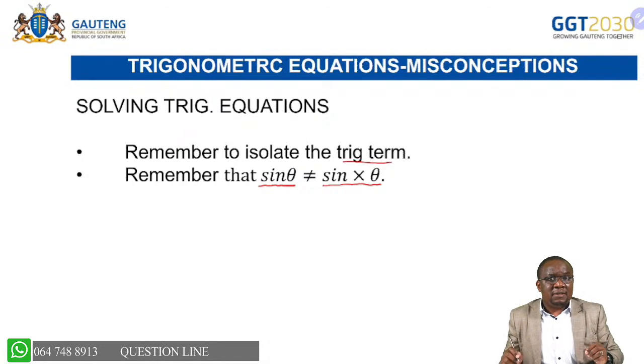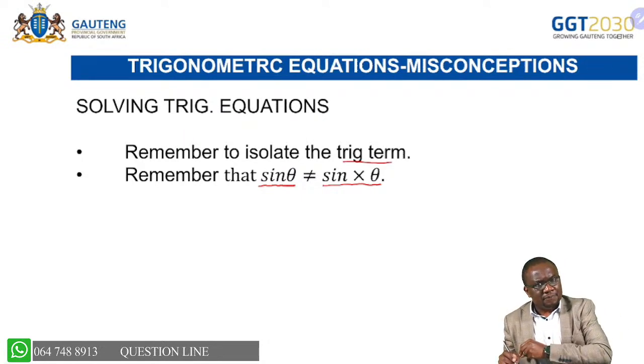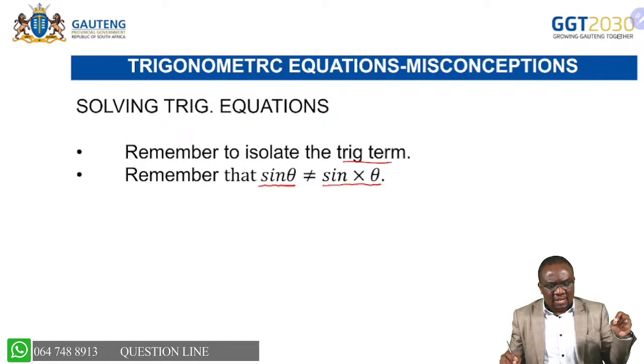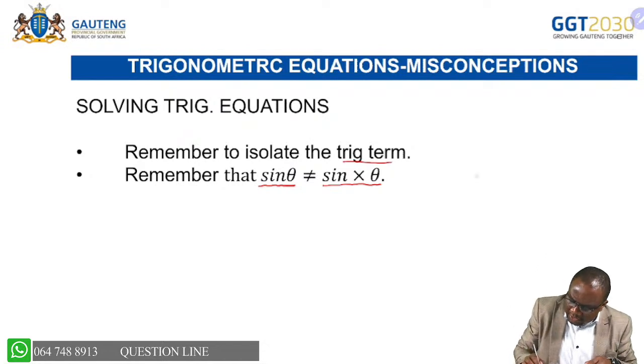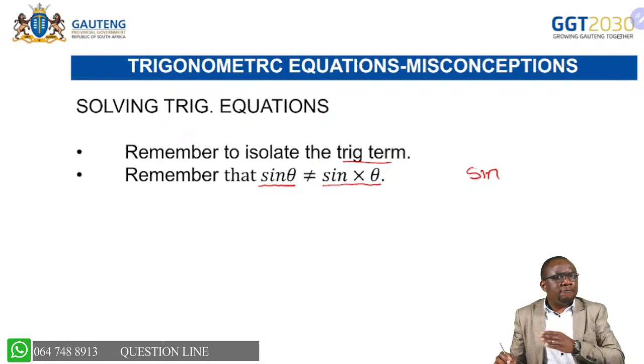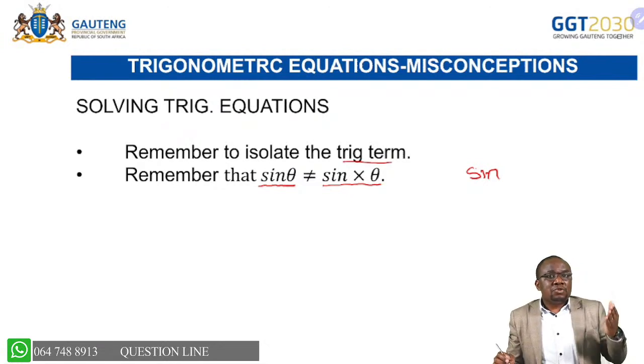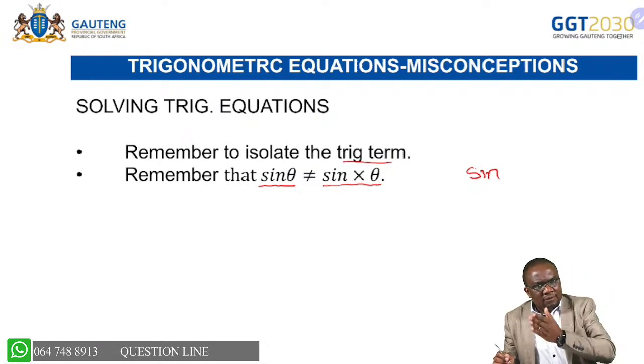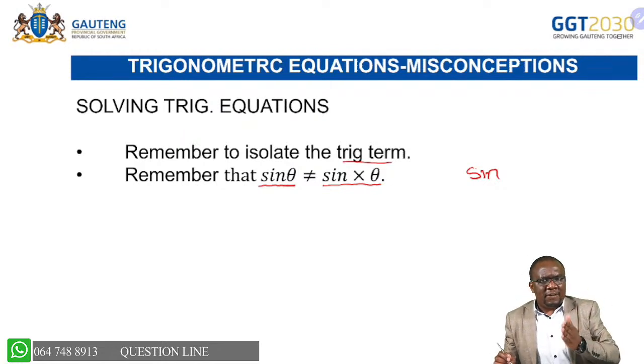Remember what sine theta means, Cretans. It means sine of angle theta. That's what it means. So you cannot say sine times theta. No. Sine theta. Remember I said you cannot write something like this. There's nothing like this which exists on its own. Sine of what? Doesn't make sense. So it is sine of angle theta, sine of angle x, sine of angle A.